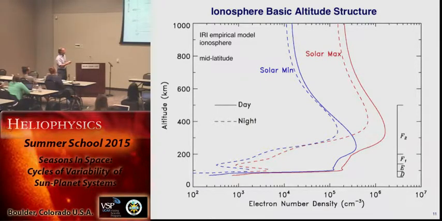During the day, let's just look at the solar max. It's easier to see. During the day, you have a large F region. Then you sort of reach this plateau, sometimes called the F1. And then you have this E region. And during the night, you still have an F region. It's lower in magnitude. It's higher in altitude a little bit. And then, as you go down lower, the ionosphere drops to almost nothing.